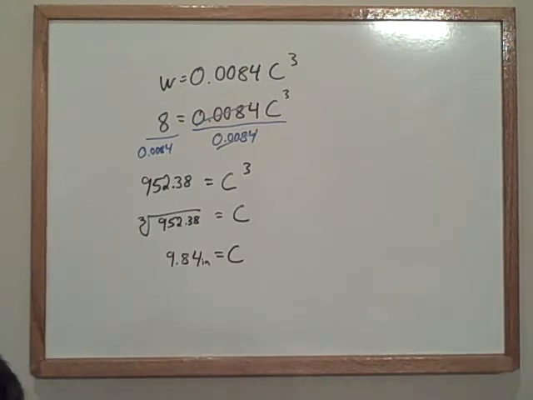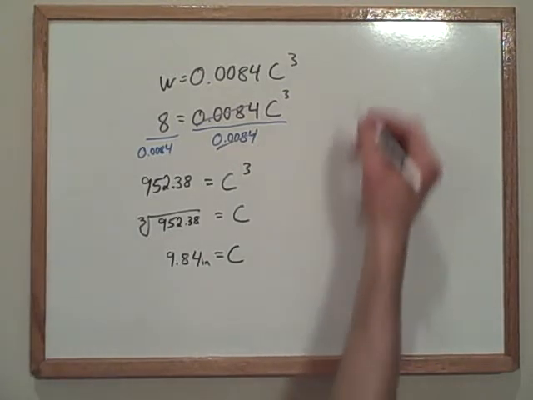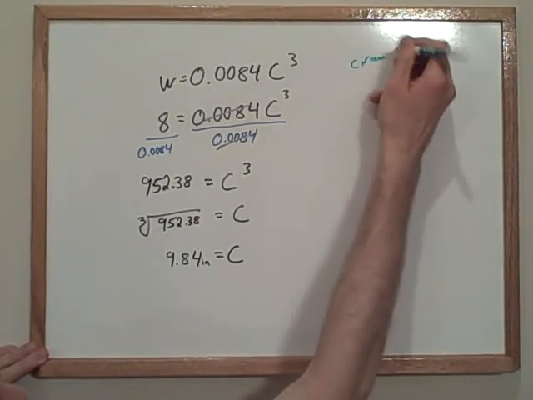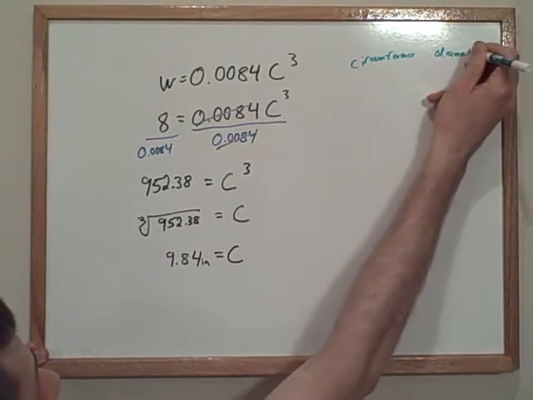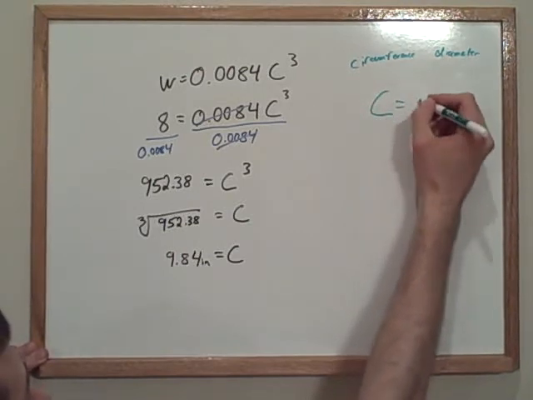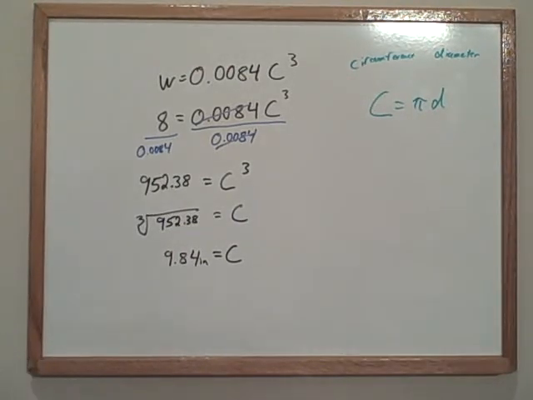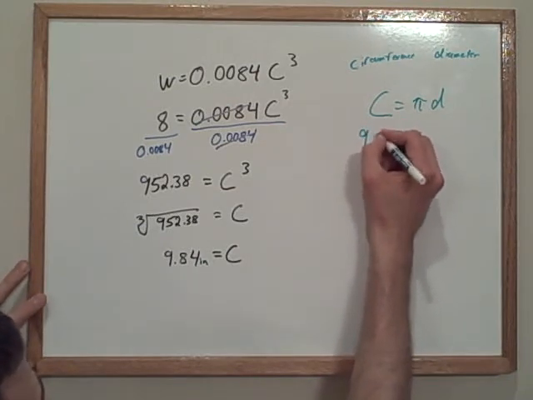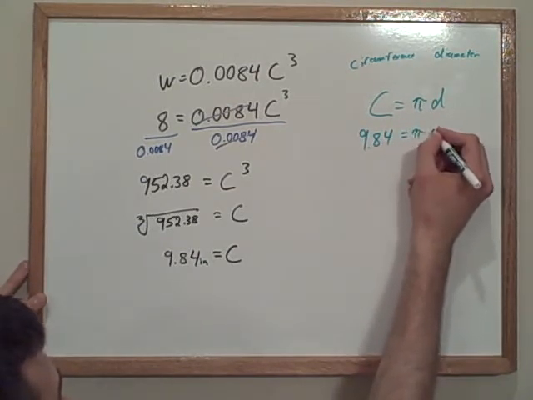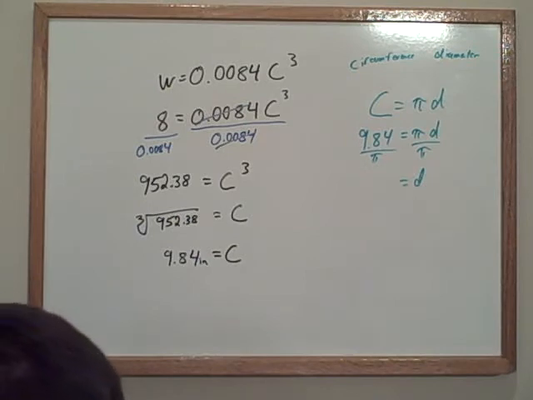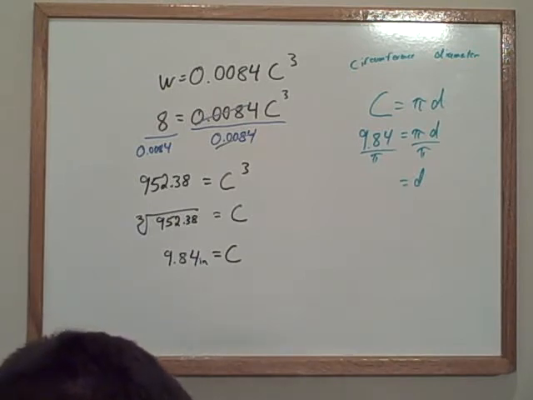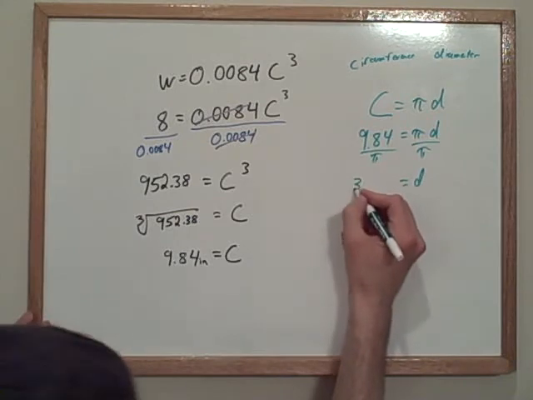And that's great, but we're not done. Because it said, what's the diameter? Well, oh, whoa, wait, we have circumference, we need diameter. So we need a formula that relates the circumference to the diameter. I think we can come up with something. I hope this looks familiar. Circumference is pi times the diameter. Well, that's going to be easy. 9.84 equals pi times d. We will divide both sides by pi. We'll use the pi button on our calculator. So divide that last answer you got by pi, and you're going to get 3.13.